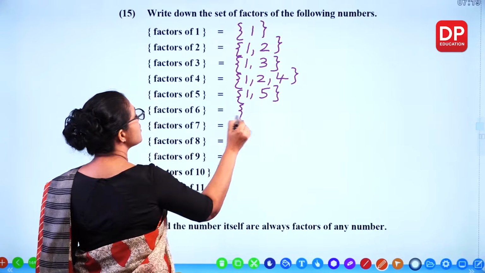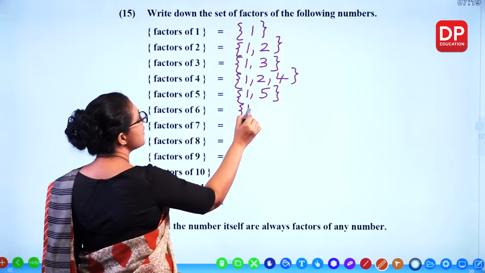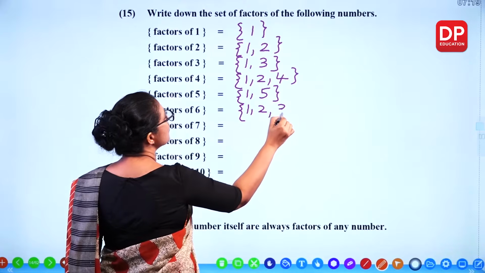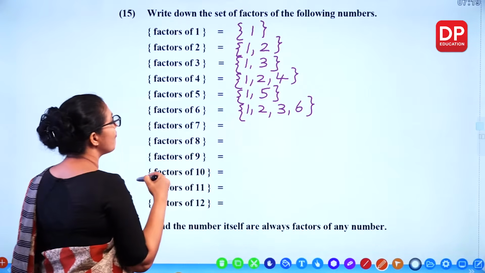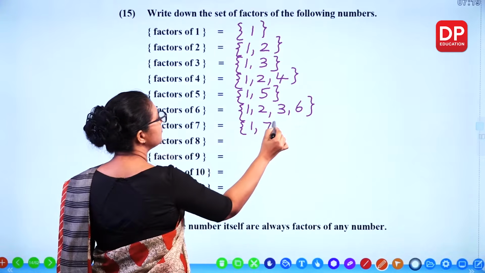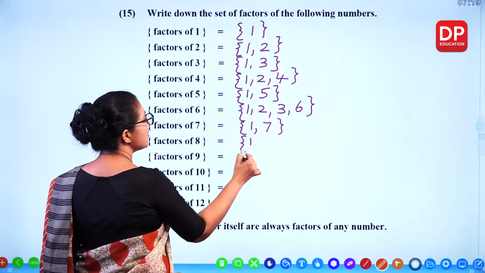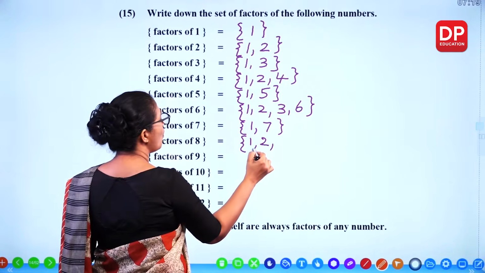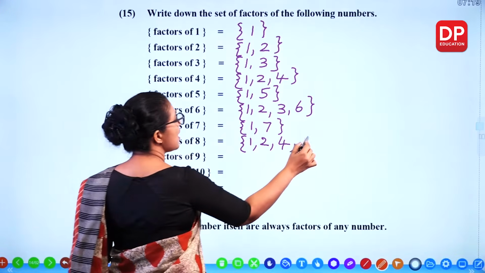And what about factors of 6? 1, 2 times 3. So 3 is there, and 6 times 1. Factors of 7. 1 times 7. 1 and 7. Factors of 8. 1, 2 times 4. So 2, 4. And then 8 times 1.